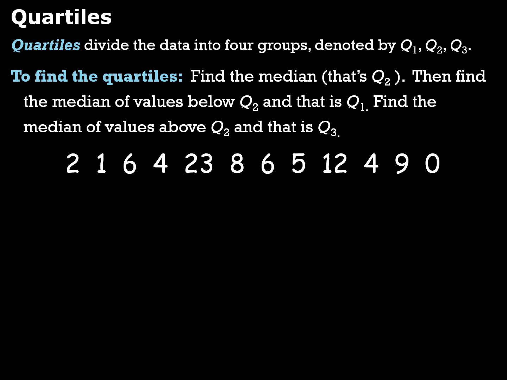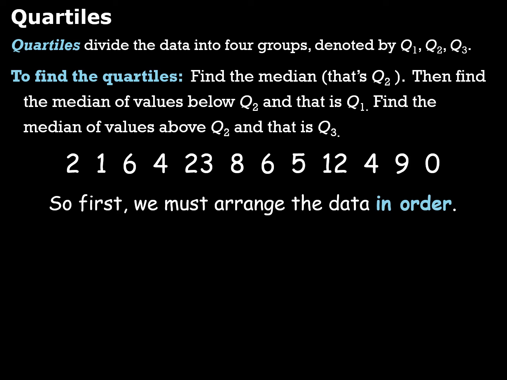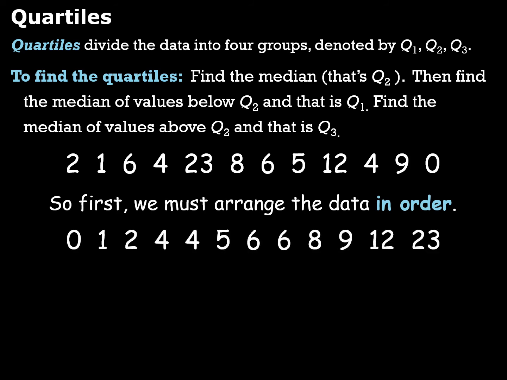So let's say we have this data. What we would do first is find the median. So we'll need to put it in order and find the median. To do that, again, we start at the ends and march towards the middle and find the middle value if there is one. Looks like there's not a middle value, so what we'd have to do is find the average of those. So 5 plus 6 is 11, divided by 2, so that's 5.5.